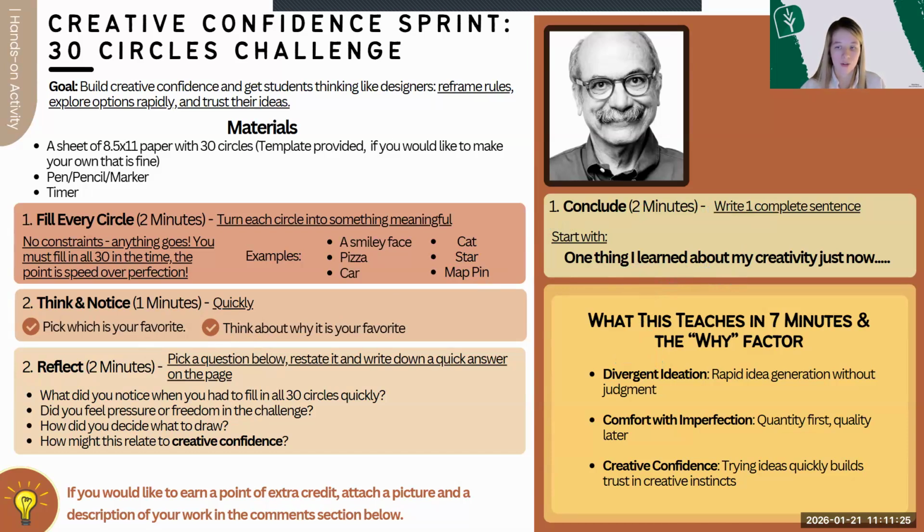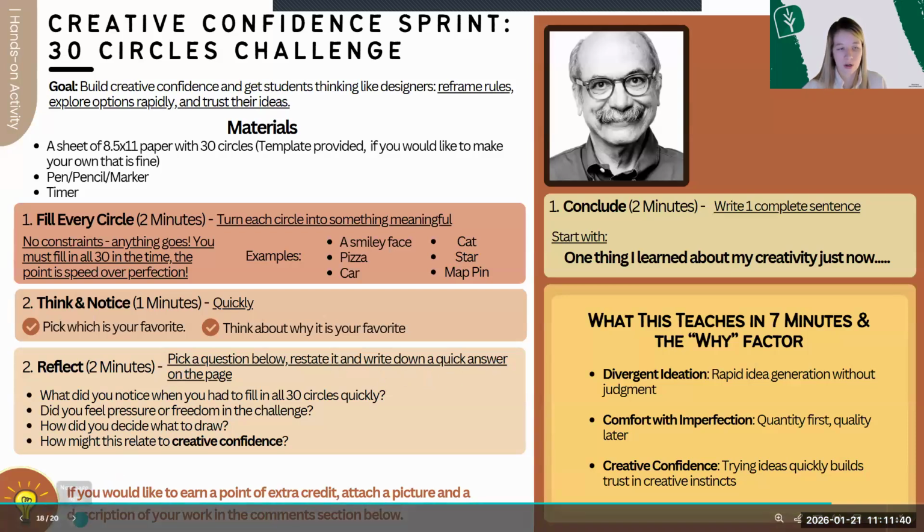And so the overall takeaways for this and the why factor is it has divergent ideation. So rapid idea generation without judgment. And then comfort with imperfection. So quantity first and then quality later. And then creative confidence. So trying ideas quickly builds trust and creative instincts. Just trusting yourself.